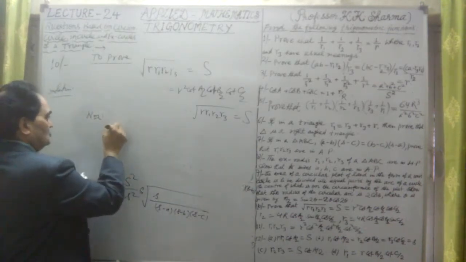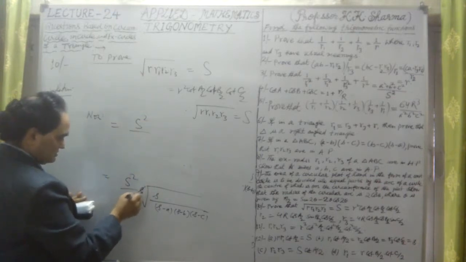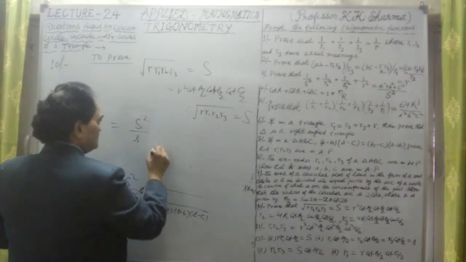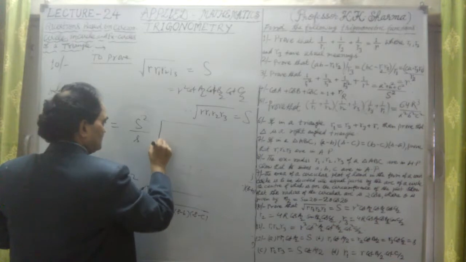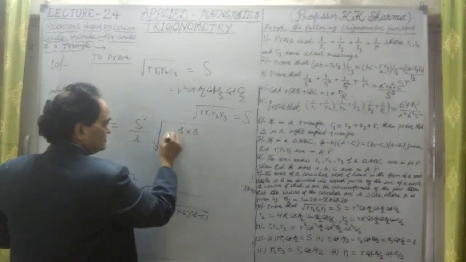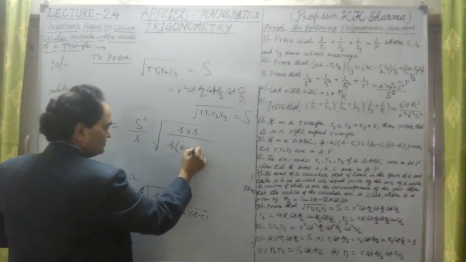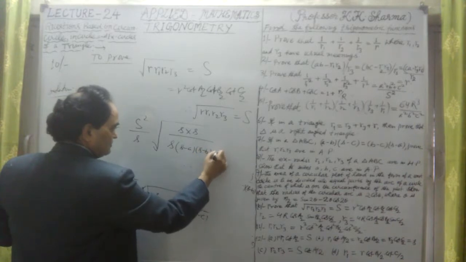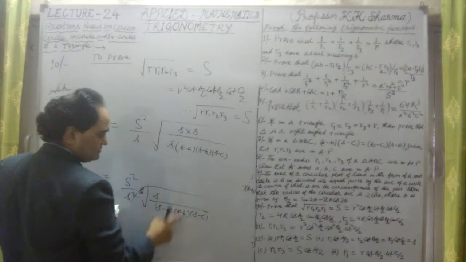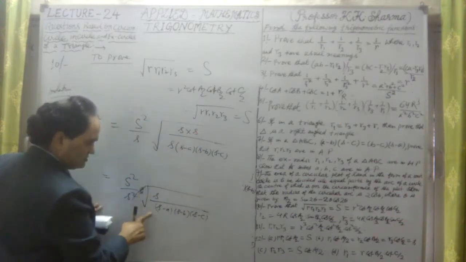Therefore, this whole is equal to S square. Now this 1s is cancelled out, divided by small s. Now under the square root we have obtained s, only s. If I multiply by small s in the denominator and numerator, we will get here small s into s minus a into s minus b into s minus c. These 3 were already there, s minus a, s minus b, s minus c. I multiplied by small s and divided by small s in the denominator.